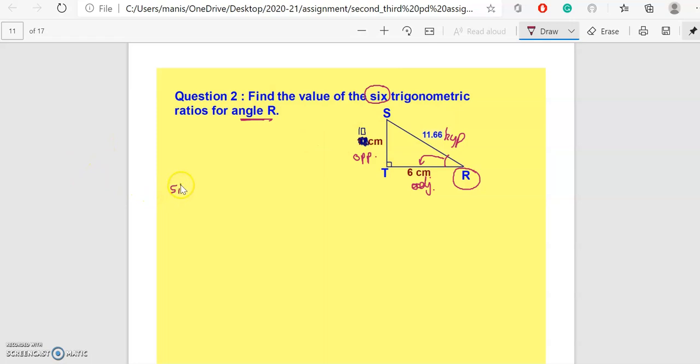So let's write what they want us to find. They want us to find sine of R, cosine of R, and tangent of R. Once we have all three of them, then we will find the reciprocals. The reciprocal of sine is what? Cosecant. So you have to write cosecant of R. If this R is missing, your answer is wrong. Keep in mind: secant of R and cotangent of R.